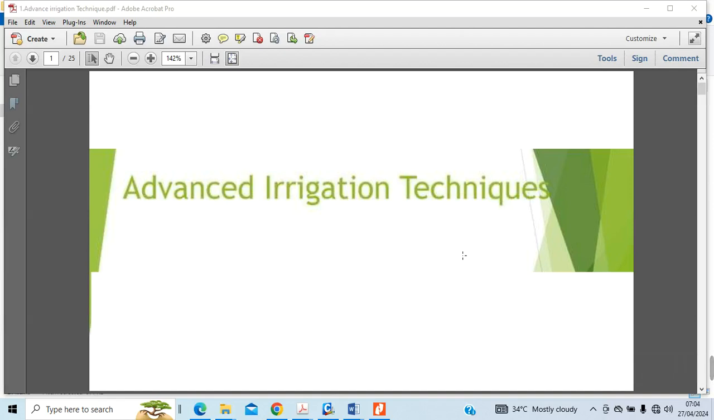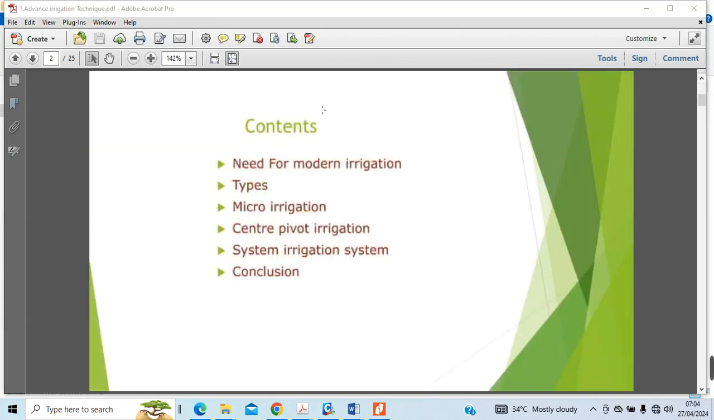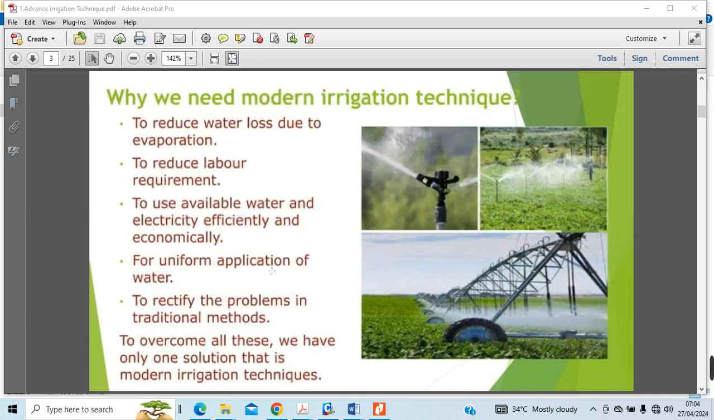Today we will see the advanced irrigation techniques. These are the contents: need for modern irrigation, types of modern irrigation, micro irrigation, center pivot irrigation system, and conclusion.